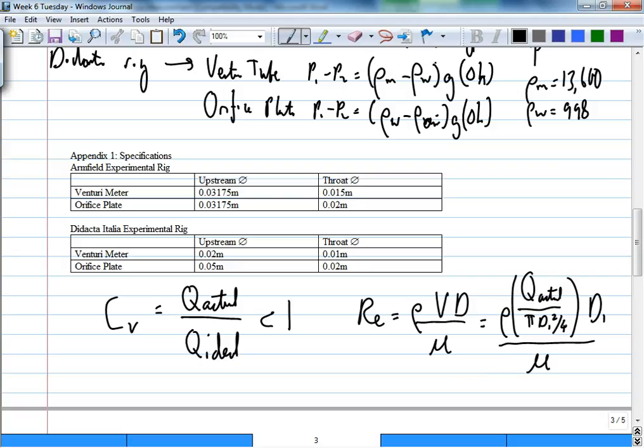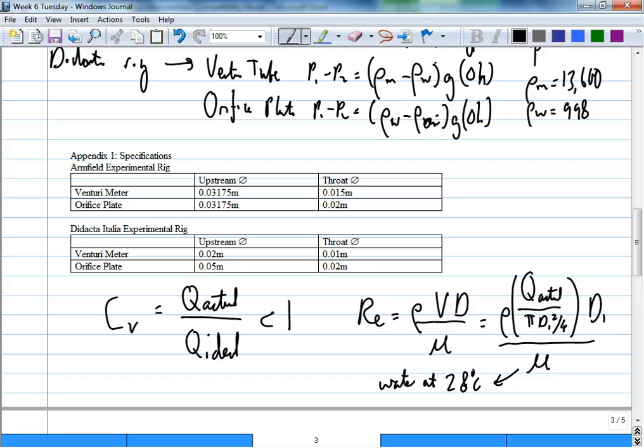Mu, you take water at about, what temperature was it? Not that important, maybe about 28 degrees. I think it will range between about 27 to about 31. I'll take 28. In this experiment, the mu is not so important, but in the pipe flow experiment, the mu is more important. That's why we were measuring temperature there. Here we didn't bother measuring temperature.